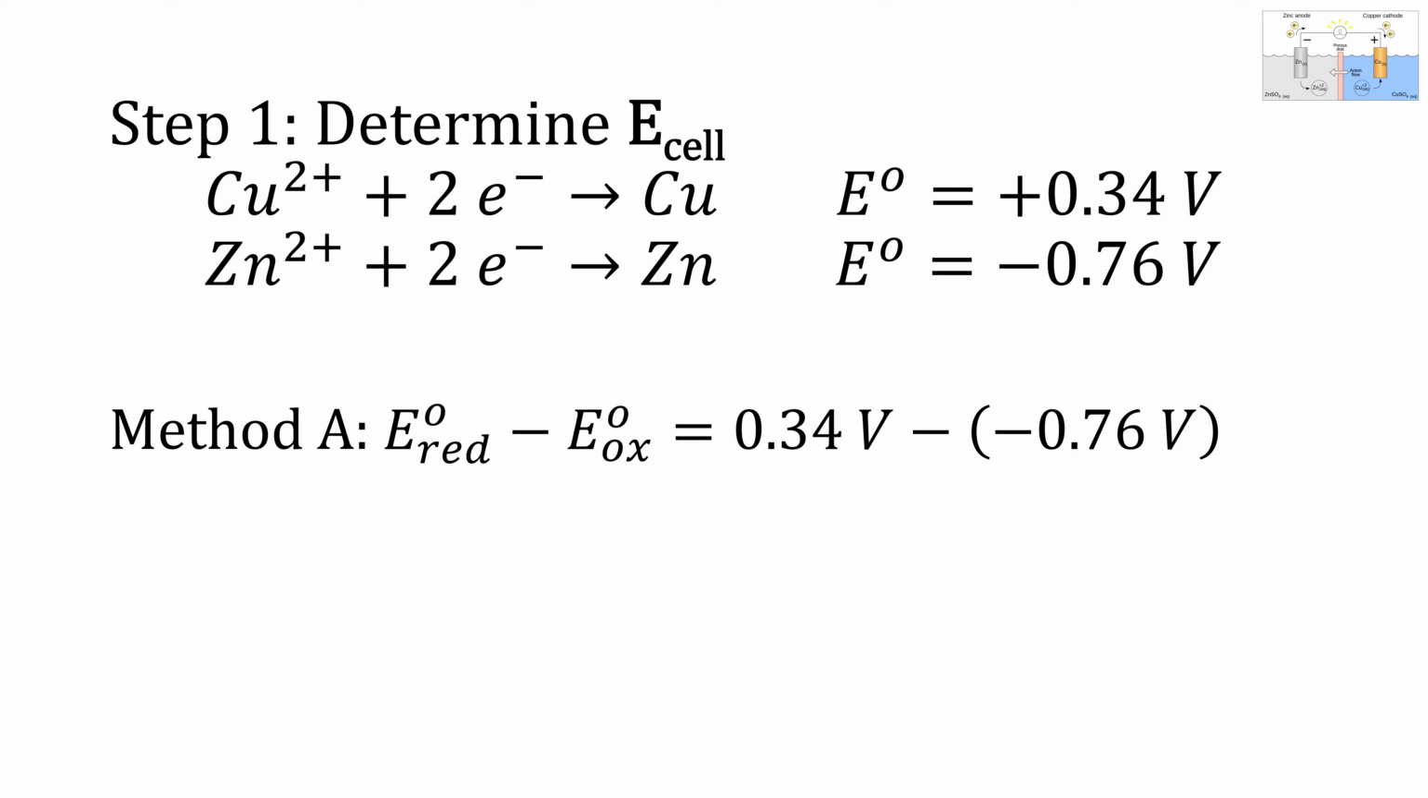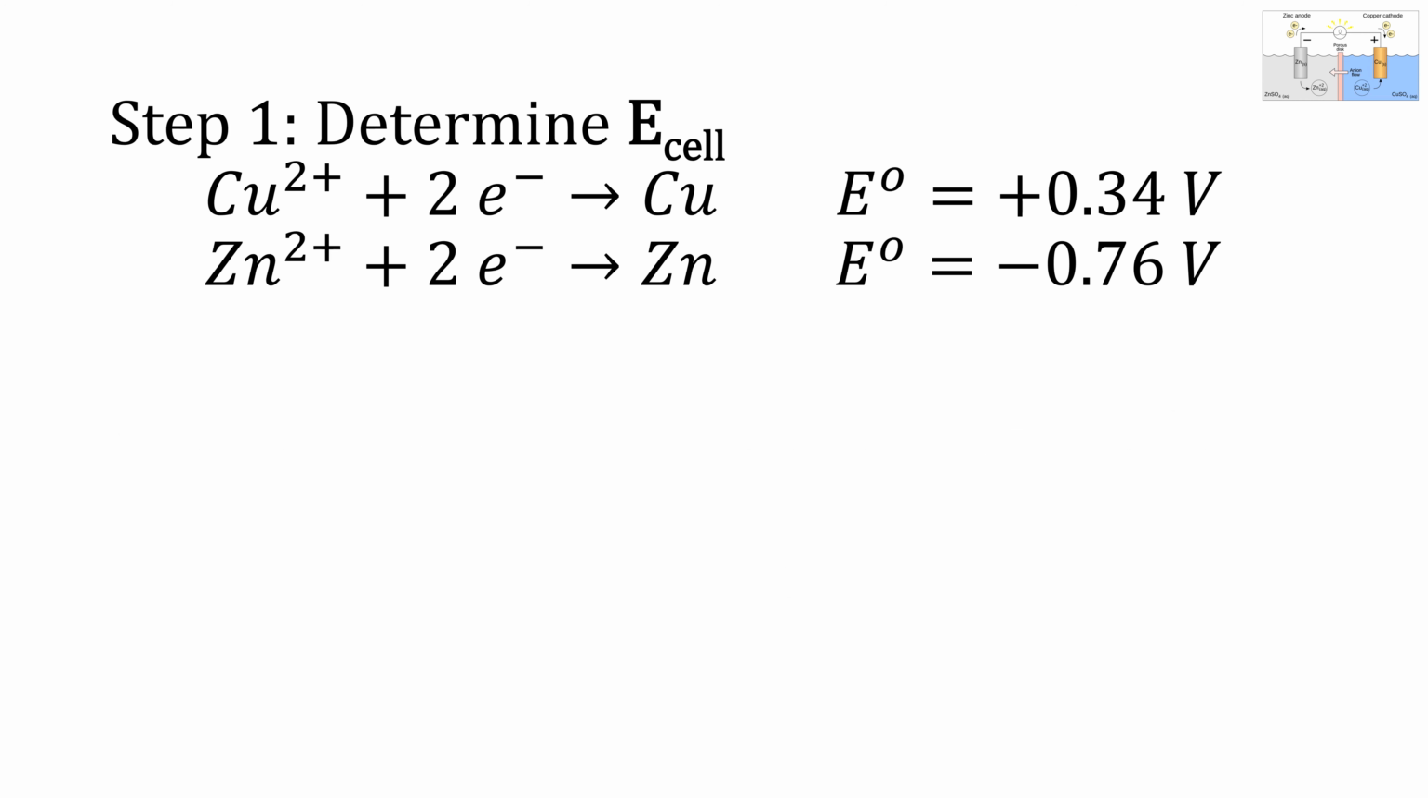So one method of combining these standard reduction potentials to find the overall cell potential would be to take the half reaction that's more negative and consider that to be the oxidation reaction. And so then we take the standard potential for the reduction reaction of copper, and then we subtract the standard reduction potential for the reduction reaction of zinc. And when we do that, we find that the overall cell potential is 1.1 volts.